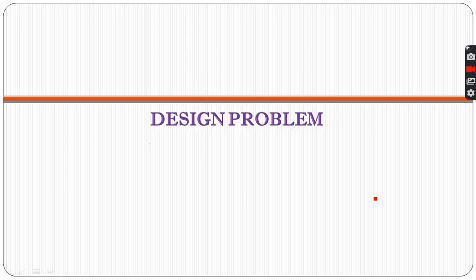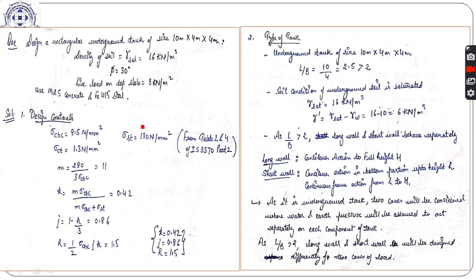So now we will start with the design problem of a rectangular underground tank. Here you can see the question is to design a rectangular underground tank of size 10 meter by 4 meter by 4 meter. The density of the soil around the underground tank is taken to be 16 kilonewton per meter cube, and it is a saturated density. This means the soil is saturated. The angle of internal friction is given and the live load acting on the top slab is also given. So we have to design this tank.